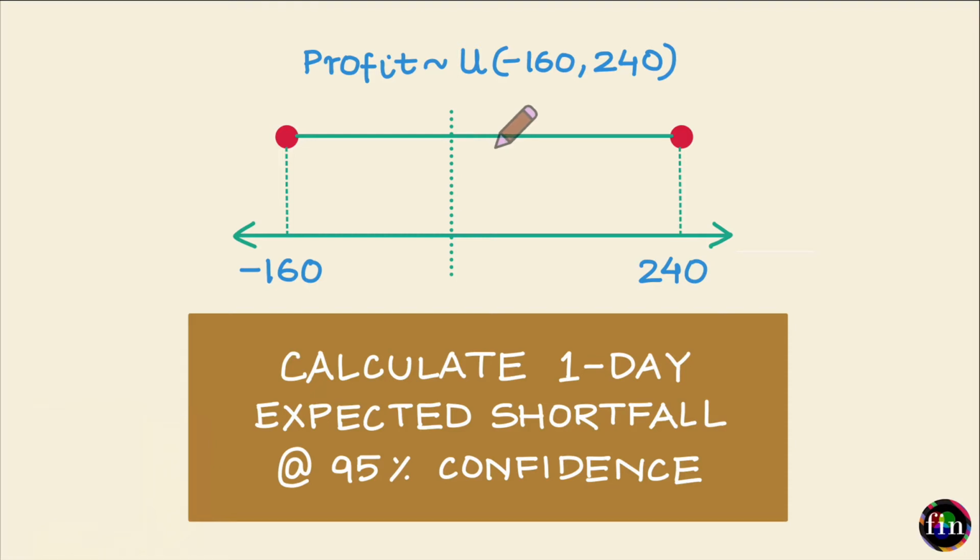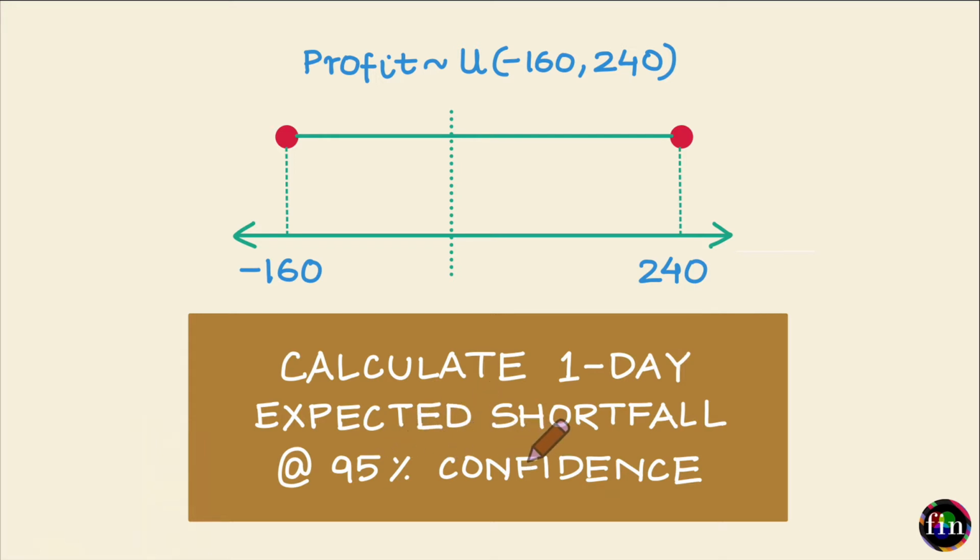In this video, let's get some practice working out the expected shortfall for the case where our random variable is a continuous random variable. Let me assume that I have a position whose daily profit is a continuous random variable which follows the uniform distribution with lower limit as minus 160 and upper limit as 240. The task at hand is to calculate the one-day horizon expected shortfall at 95% confidence.